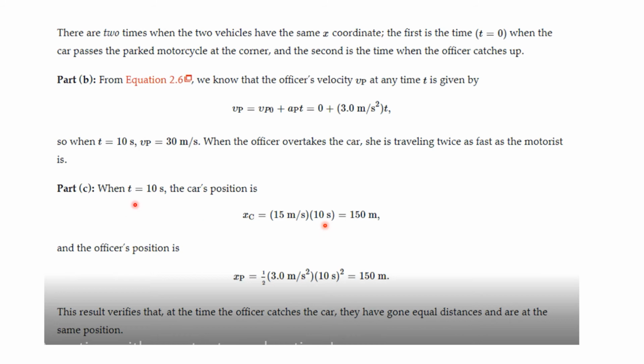And part C was asking where is the policeman's location? So when t equals 10, the car's position is 150 meters, and the policeman's position also has to be 150 meters. That verifies that at the time when the officer catches the car, they've gone equal distances and are in the same position.